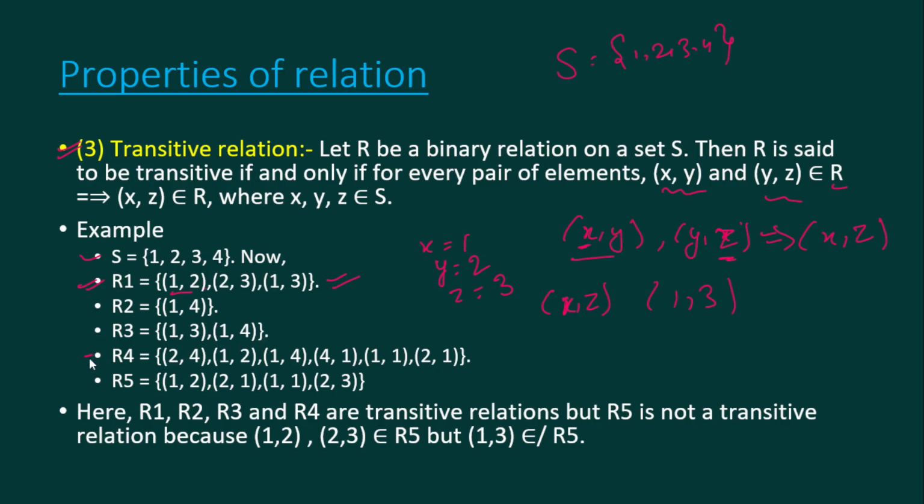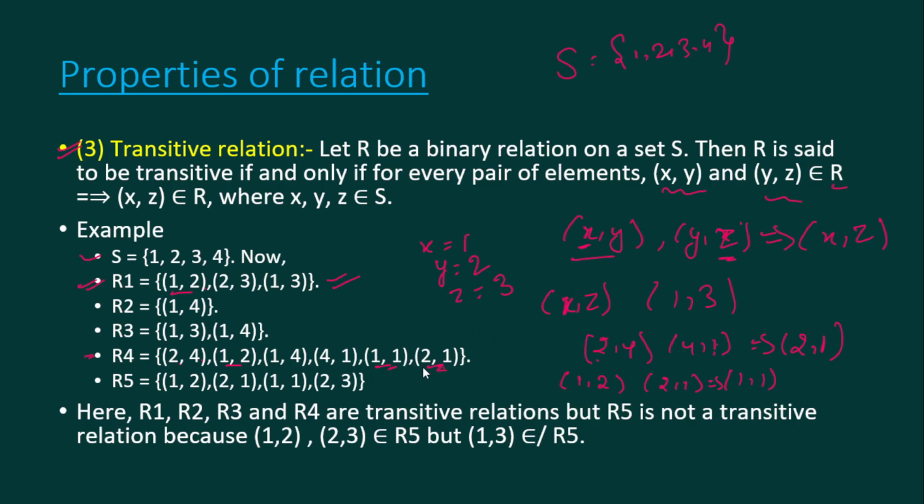Okay, let's first see R4. In R4, 2 comma 4 is present, and 4 comma 1 is present. So 2 comma 1, that is x comma z, should also be present here. So 2 comma 1 is also present. We can see one more thing: 1 comma 2 is here, and 2 comma 1 is here. So 1 comma 1 should also be here, and we have 1 comma 1 here.